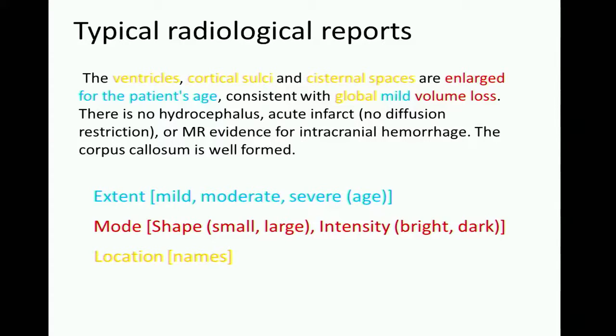Now, however, in the daily radiological report, they reduce the location information into several nouns, like ventricles, cortical sulci, cisternal spaces. Global is not really a name, but that means the entire brain, I guess. So somehow the 1 million voxel information comes into their brain, applies a filter, and spits out this location name. So this is what we want to know, how they do it.